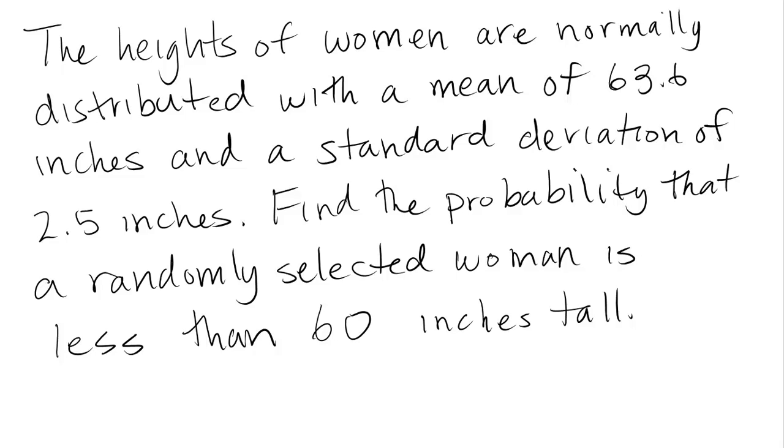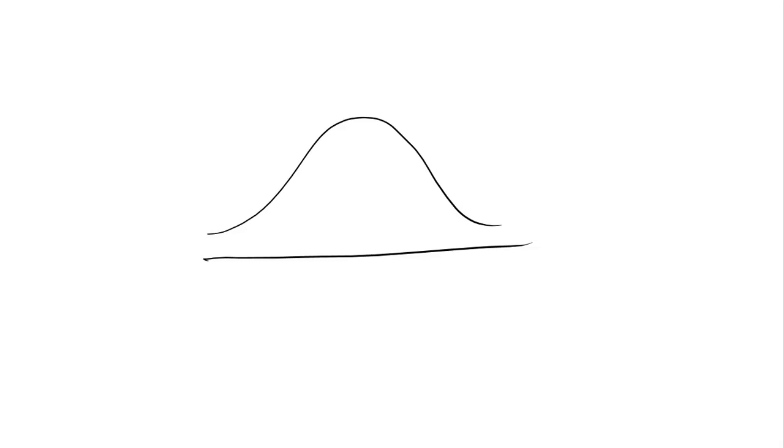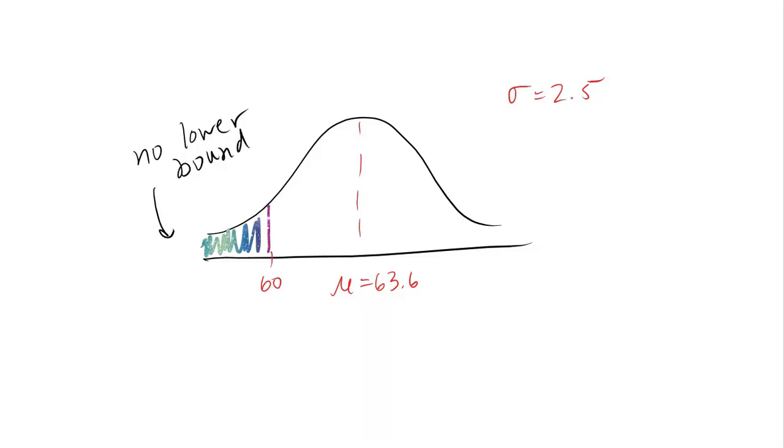I see that the problem tells me that the variable is normally distributed, so I'm going to draw a bell curve. The mean is 63.6. Standard deviation is 2.5. 60 lives somewhere to the left of 63.6, and we're being asked to find the probability that the variable is less than 60. Okay, we have a similar issue to last time, but this time we're missing the lower bound. I can't use normal CDF if I have no lower bound. So what am I going to do? I'm going to use the symmetry again, but in a different way.